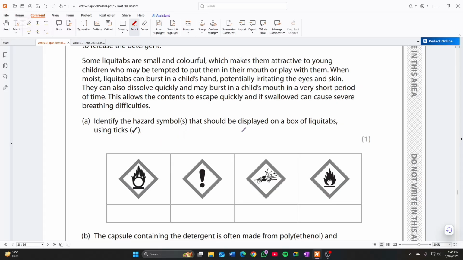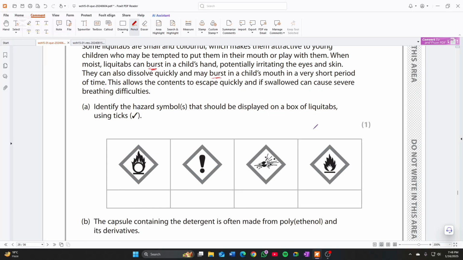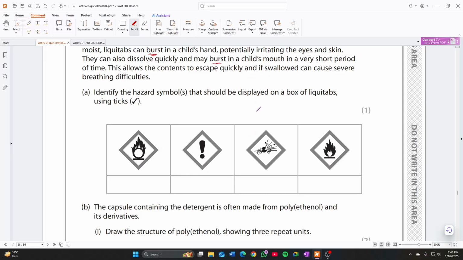Identify the hazard symbol that should be displayed on a box of liquid tabs using ticks. We say that they can burst at any time, right? They can burst in a child's mouth and so on. So the only correct symbol would be this. This is the symbol for bursting. This is flame, which is for flammable, and this is for explosion. But this is bursting. So this is our correct answer.